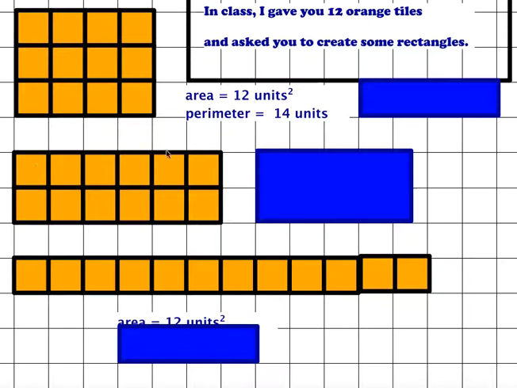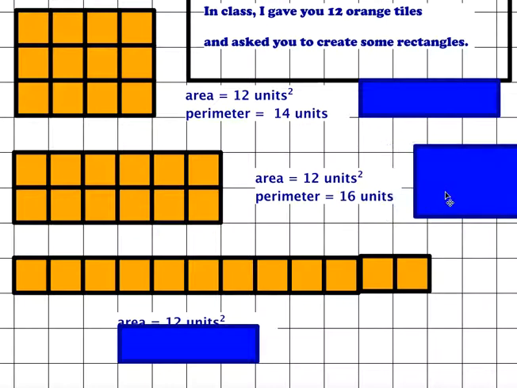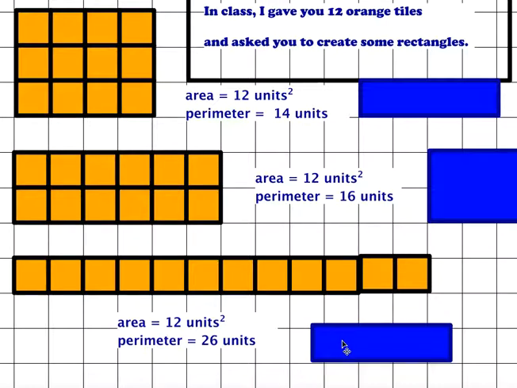Here, the perimeter is 6 plus 2, which is 8, and then double it and get 16. And here, the perimeter is 12 plus 1 plus 12 plus 1, so that's 13 plus 13, or 26. So we discovered that the area could be the same for different rectangles with different perimeters.